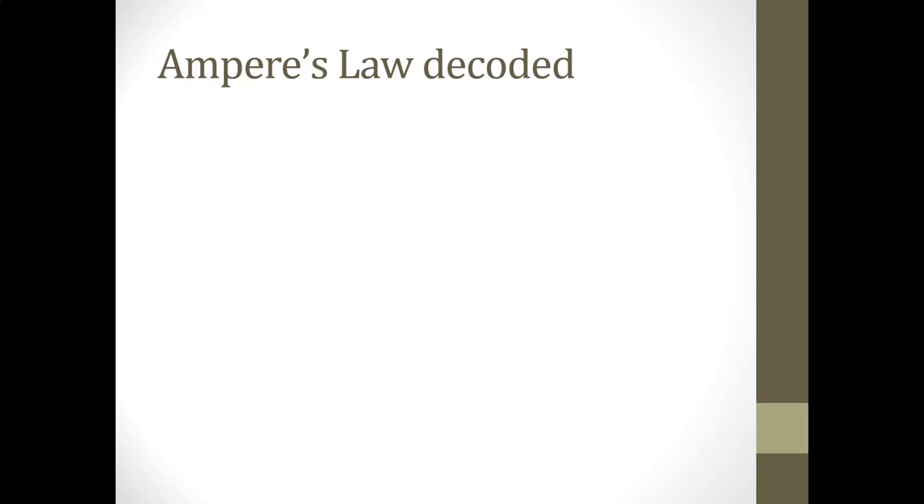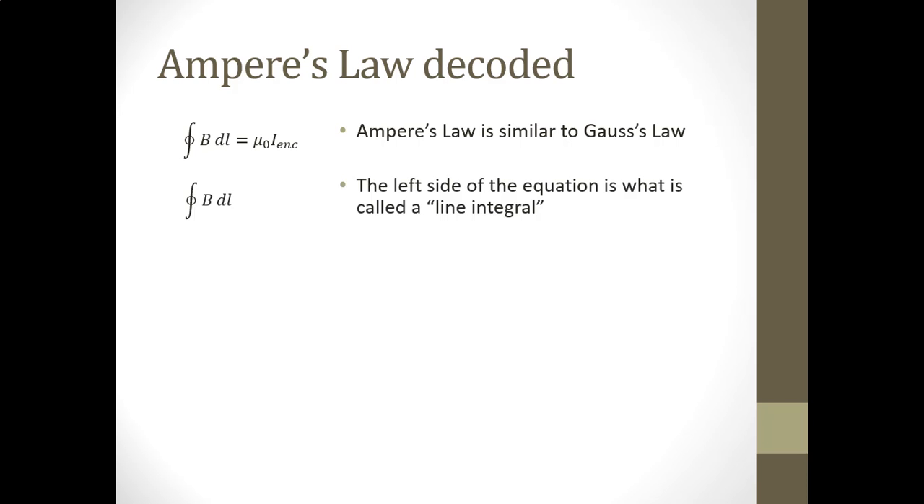Let's decode what all these things in Ampere's law say. First of all, remember it's very similar to Gauss's law. It looks like you have this crazy integral on the left side and something that's pretty easy on the right-hand side. The integral B dot dl is what's called a line integral. What a line integral means is you're integrating B times l, but you're going around a closed loop rather than a closed surface.